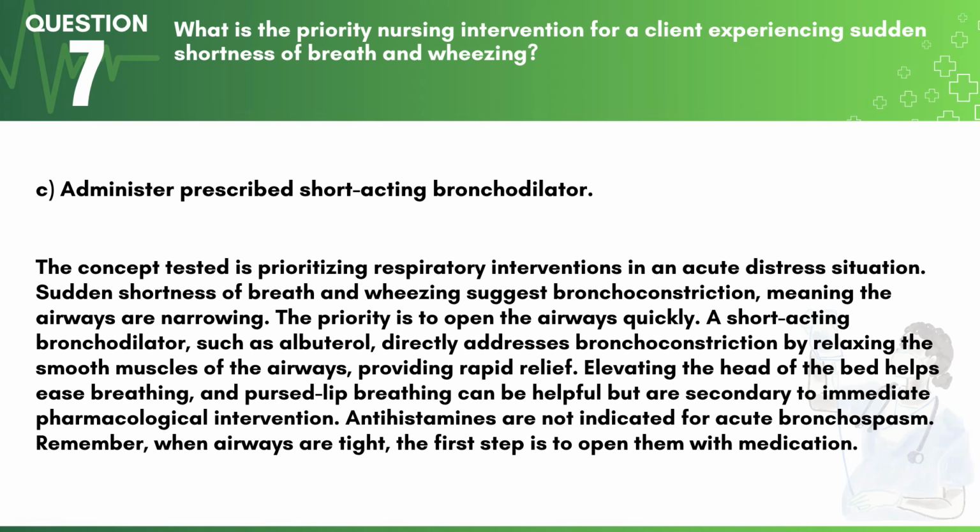Answer: C. Administer prescribed short-acting bronchodilator. The concept tested is prioritizing respiratory interventions in an acute distress situation. Sudden shortness of breath and wheezing suggest bronchoconstriction, meaning the airways are narrowing. The priority is to open the airways quickly. A short-acting bronchodilator, such as albuterol, directly addresses bronchoconstriction by relaxing the smooth muscles of the airways, providing rapid relief.